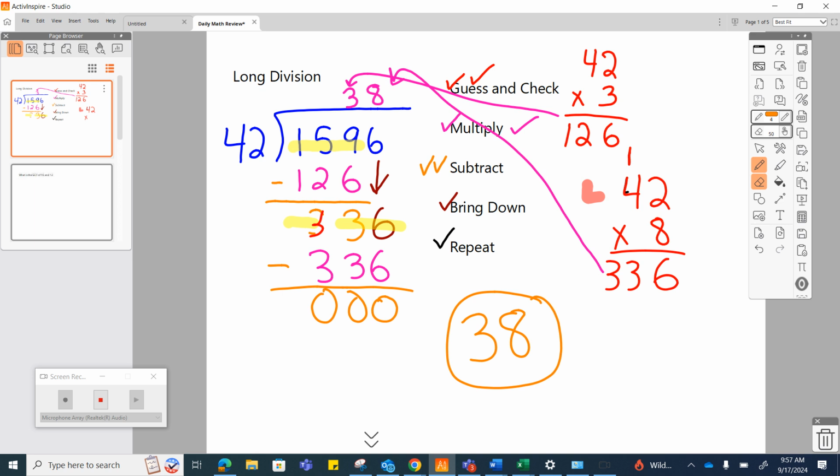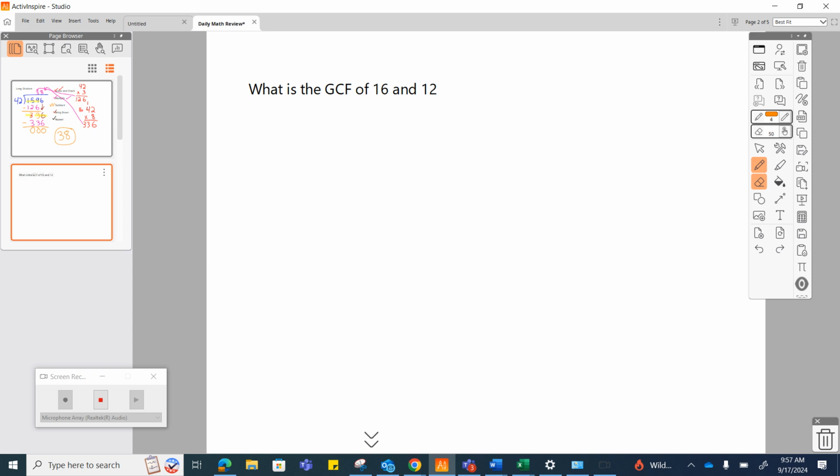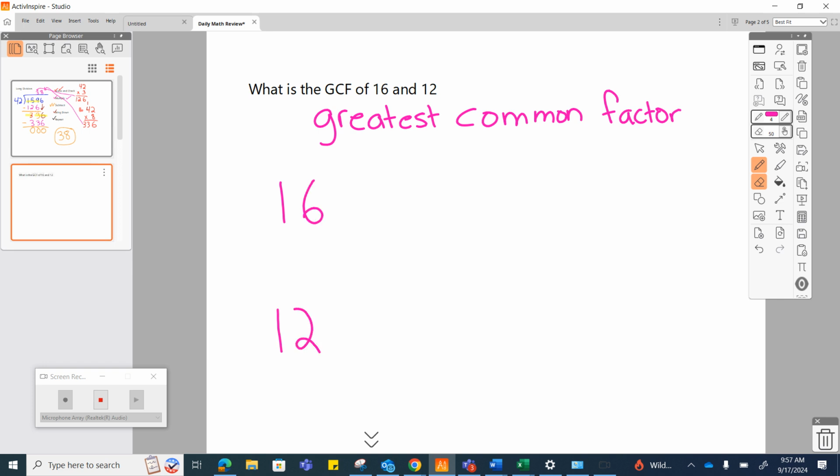What is the GCF? What is the greatest common factor? So while you're doing this, you should be able to tell me what a factor is. I'm writing this. A factor is all the numbers that multiply to get the number. So for instance, I want the GCF of 16, and I want the GCF of 12. So 1 times 16 is 16. I could do these at the same time. 1 times 12 is 12.